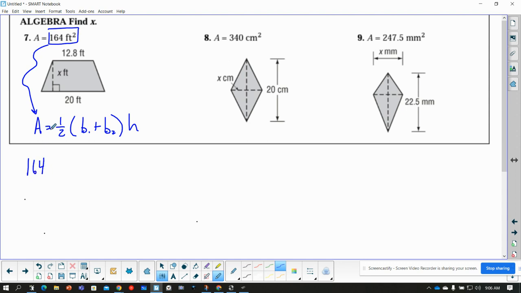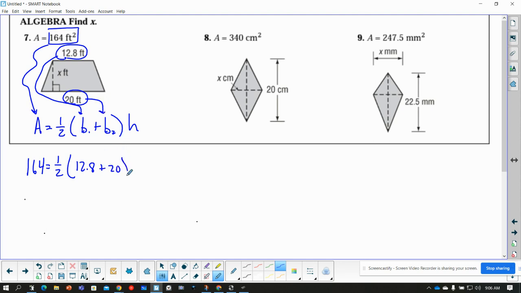164. Next to this, there's an equal sign. Next to that, there's a 1/2. Next to that, there's a parenthesis. Base 1 and base 2. It doesn't matter which one is base 1 and base 2. You can interchange those. But one of them is 12.8. I'll put that for base 1. And base 2. All right, so base 1 is going right here. Base 2 is going right there.